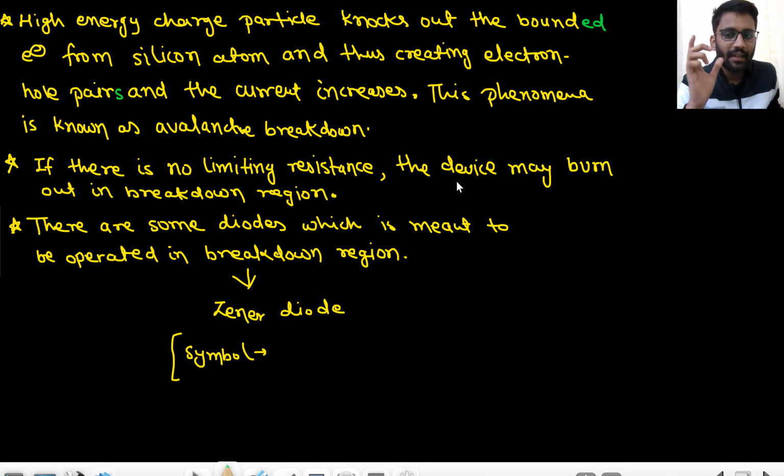But there are some devices or diodes which are meant to be operated in the breakdown region. The name of that diode is Zener diode. So we use Zener diode in the breakdown region only. How do we use it? What is Zener breakdown? What is Zener diode? Everything we will study now.